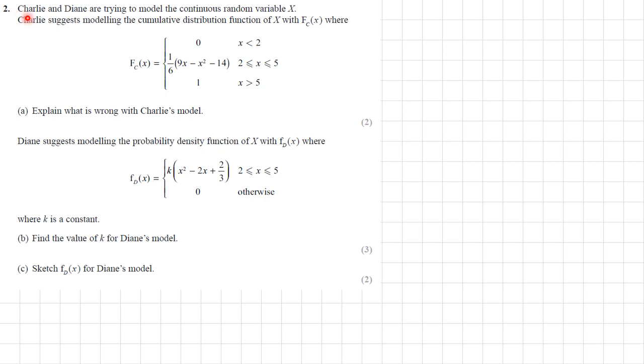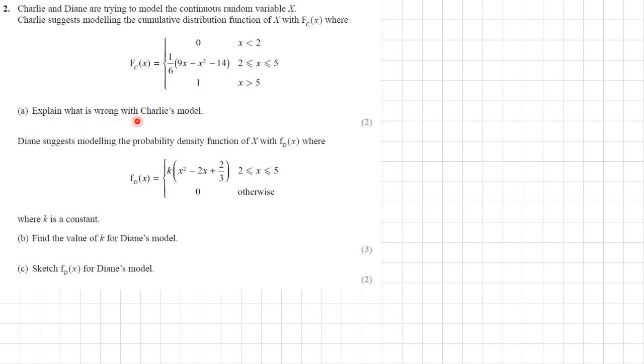Question 2. Charlie and Diane are trying to model the continuous random variable X. Charlie suggests modelling the cumulative distribution function, that's the CDF of X, with F_C of x, where we have this CDF here. So for x less than 2, cumulative probability is 0. Between 2 and 5, including 2 and 5, the cumulative probability is 1/6 (9x minus x squared minus 14). And for x greater than 5, the cumulative probability is 1.